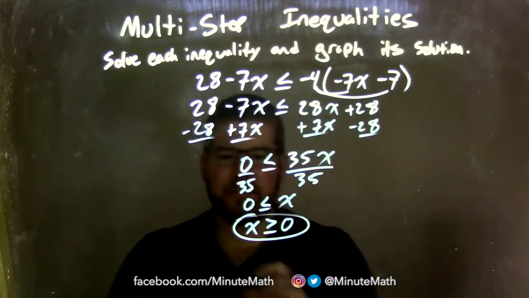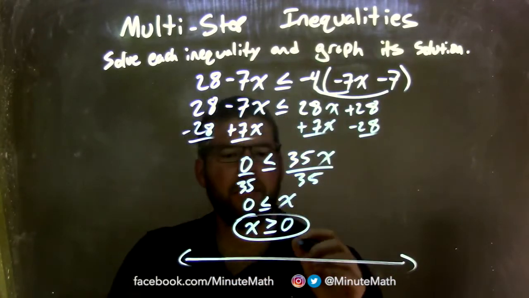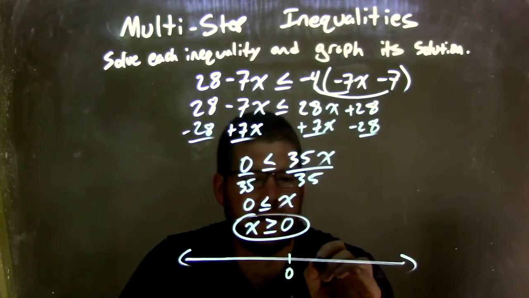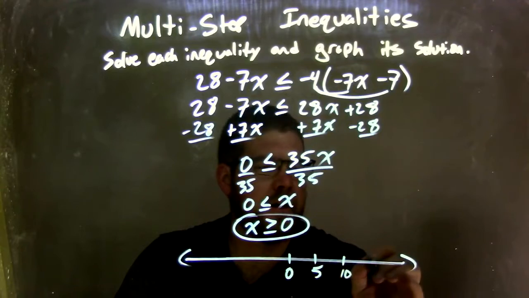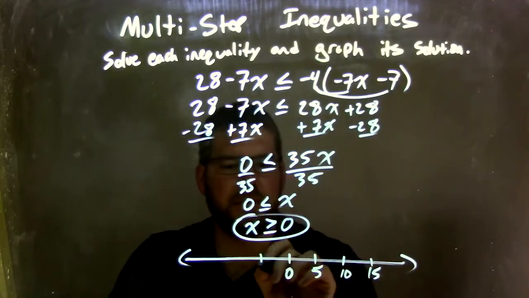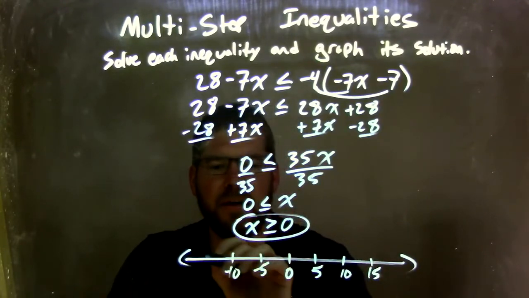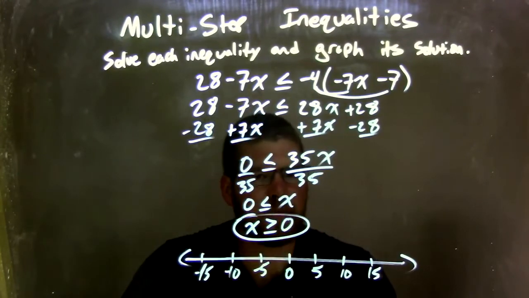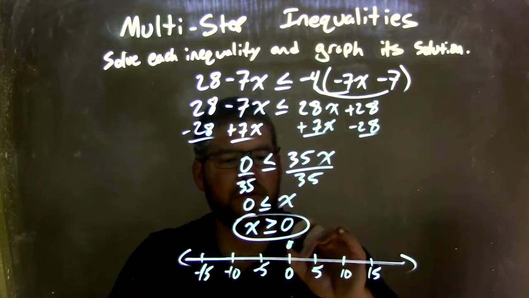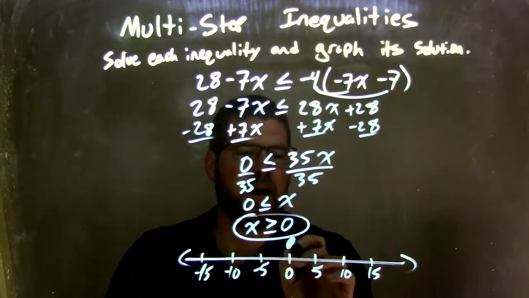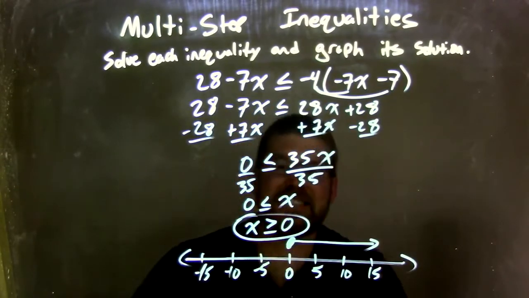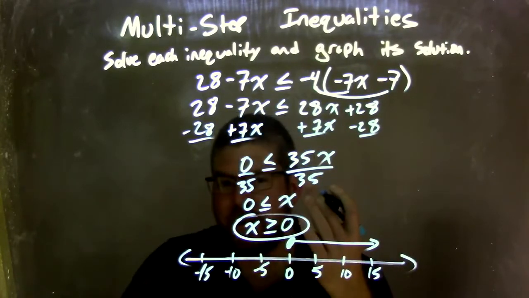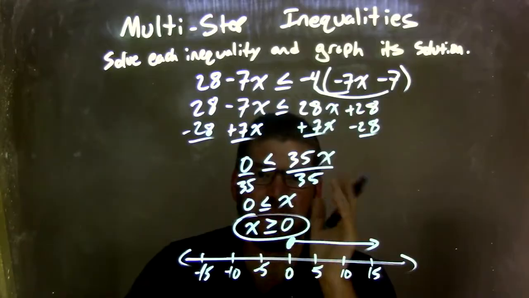So now we need to graph it. Pretty simple. Don't let the 0 scare you. Because zeros go by, I don't know, 5, so who cares, right? 5, 10, 15, negative 5, negative 10, negative 15. Okay? Well, since x is greater than or equal to 0, we have a closed circle at 0 because it can equal 0, and our arrow goes to the right because x is also greater than that 0. So now our graph here matches our answer, which is x is greater than or equal to 0.